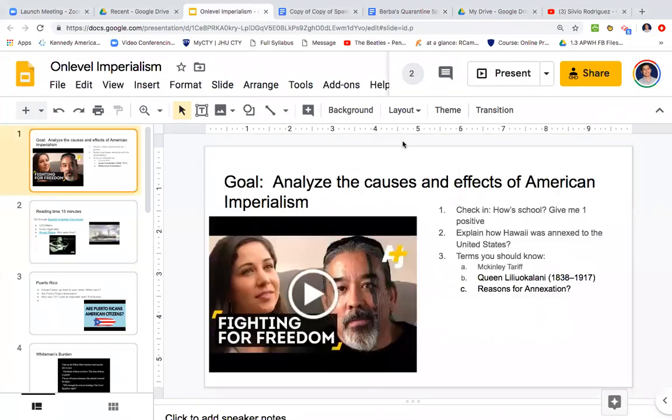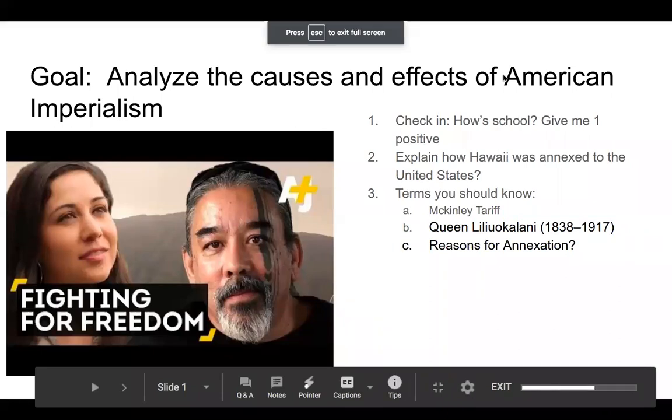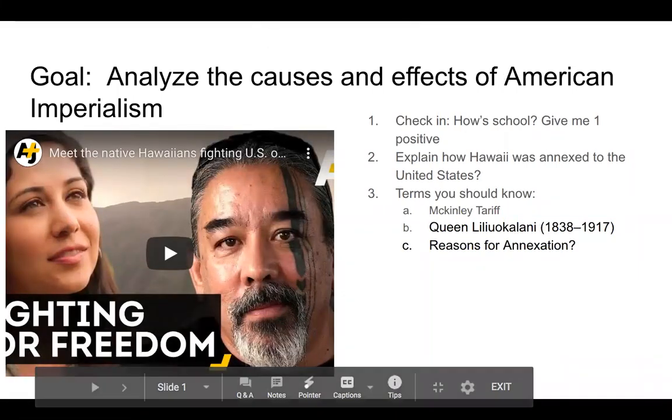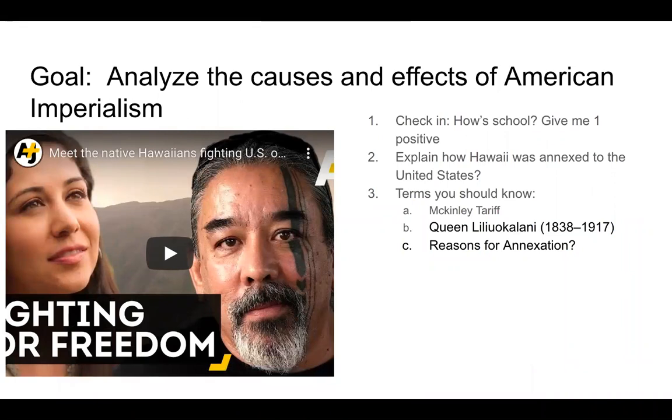So the first thing we're going to look at is this quick video. Remember, I told you we want to look at the causes of American imperialism. So we're going to look at the reasons why Hawaii would be annexed, and explain how Hawaii was annexed by the United States. In other words, how we added Hawaii as a state.